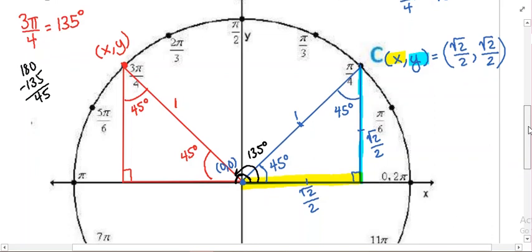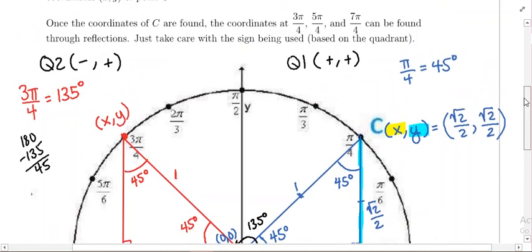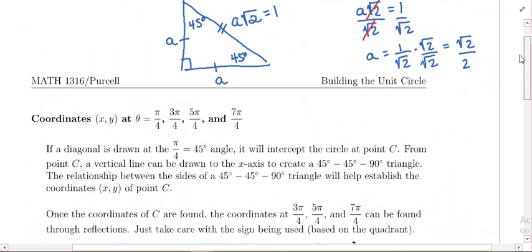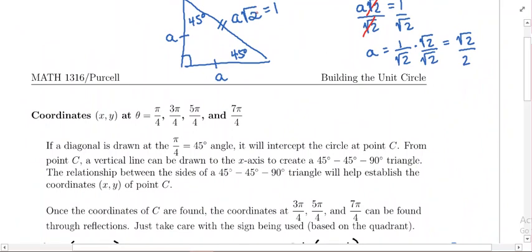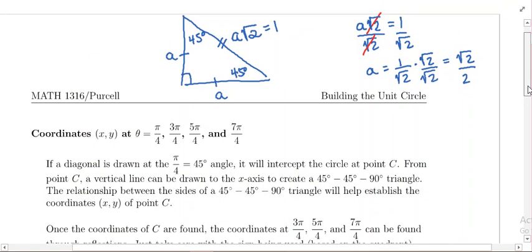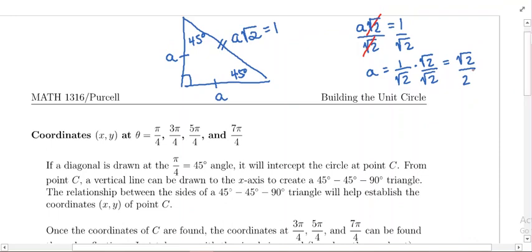We need to establish the lengths of the other two sides on the triangle. We know the hypotenuse. Once we get the lengths of the other two sides, we will have our coordinates. Again, all you're going to do is apply the relationship in a 45, 45, 90 degree triangle as shown above here. We know that the hypotenuse is 1. So like we did above when we did the work, that means that the other two sides have to measure the square root of 2 over 2.